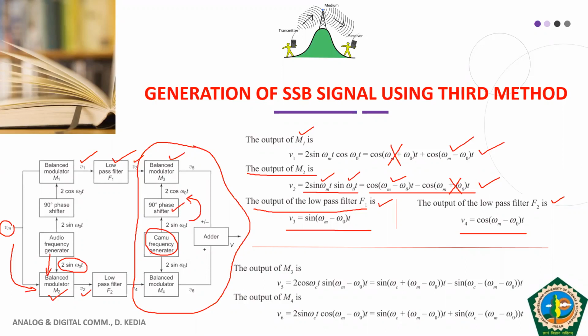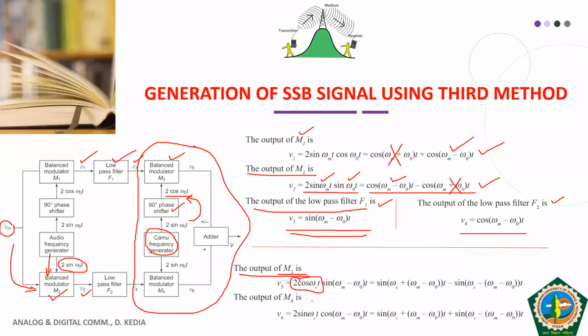Fine. So if you apply the same concept of balance modulator, what do we get? We get the output of balance modulator 3. So here, what are the two terms? One is the term from low pass filter F1. This is multiplied with your twice of cos omega naught t.